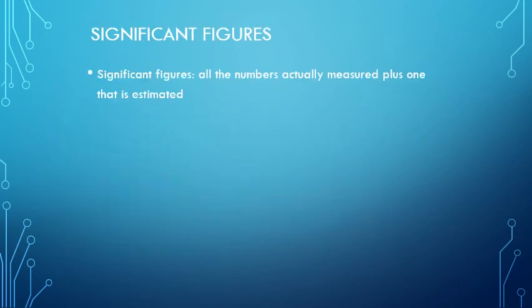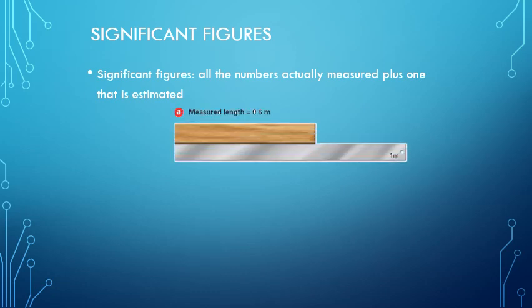When making measurements in the laboratory, we need to look at the limitations of the measuring device. The significant figures are all the numbers that are actually measured accurately plus one that is an estimated value. In this example, you can see I have a block of wood that's being measured.